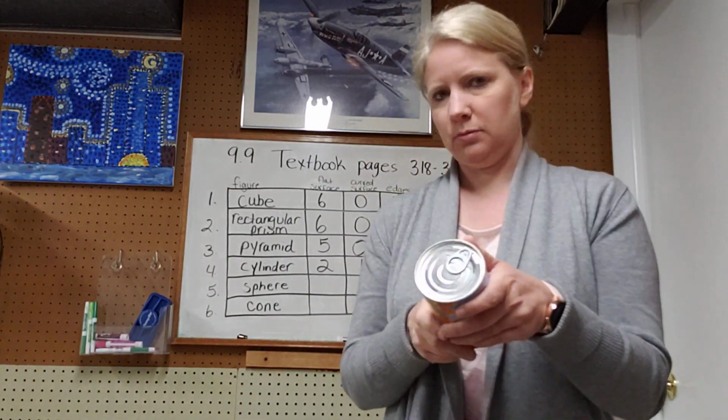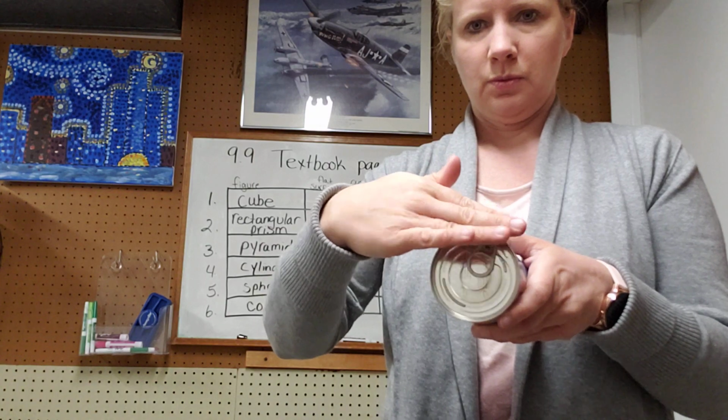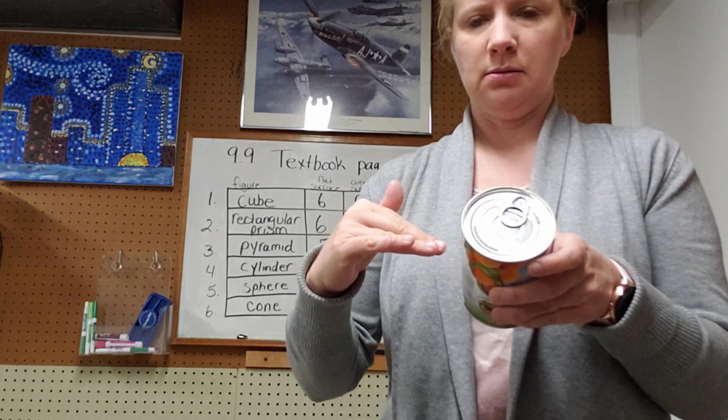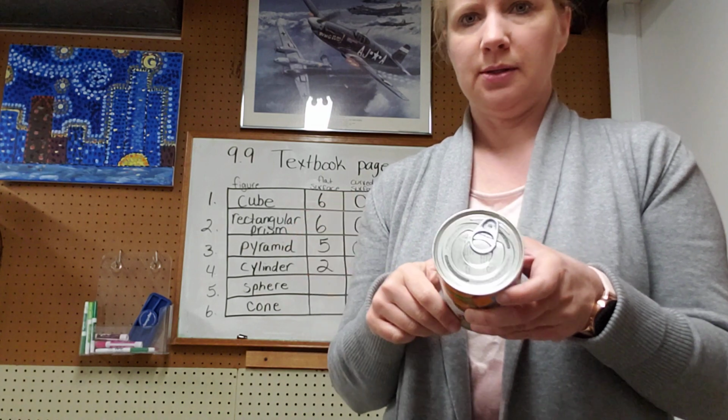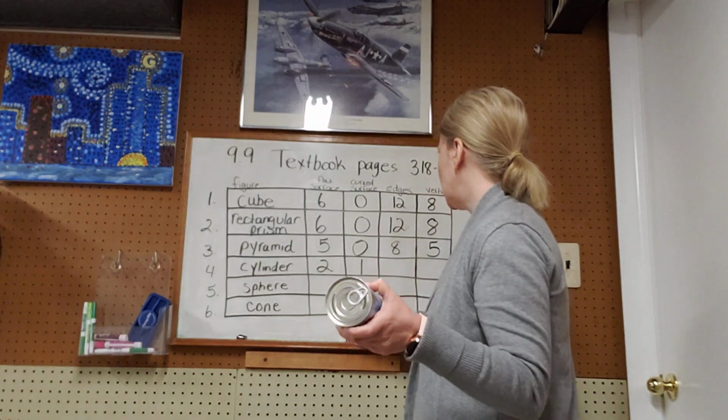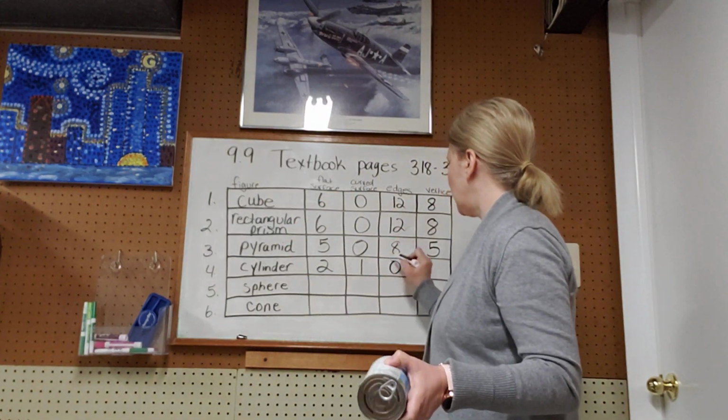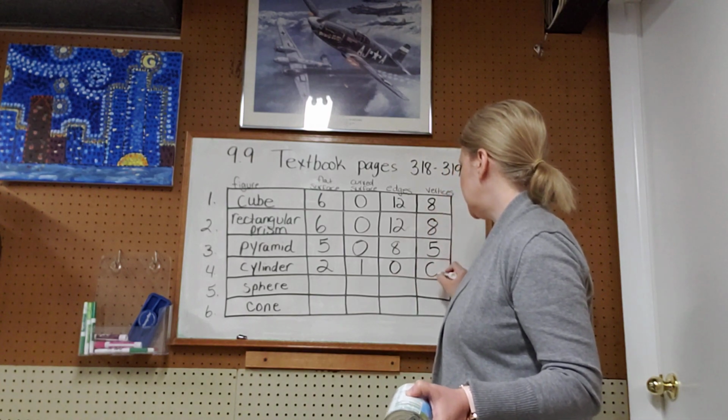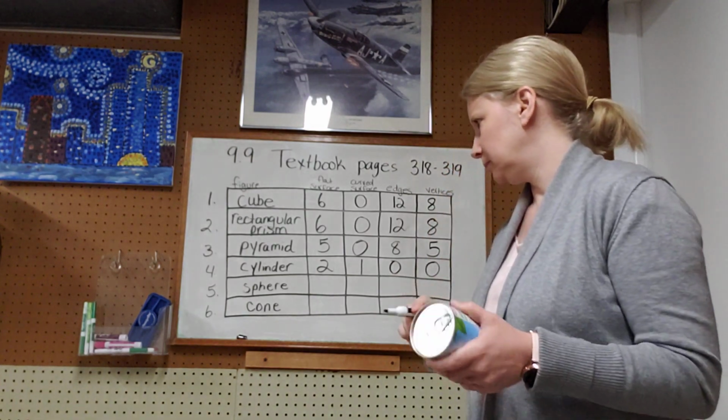Edges. There's no flat ones. An edge is a flat, straight line from corner to corner. There aren't any. And since there are no edges, there are no vertices. 0, 0. Okay?